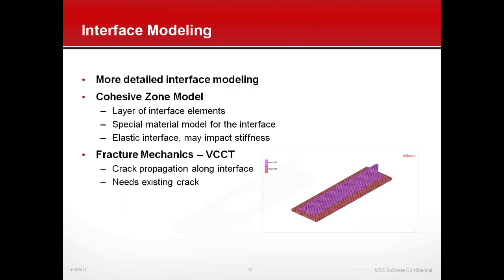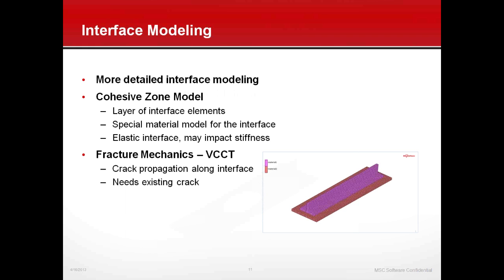And for doing that, we have offered two models in Marc, the cohesive zone model and fracture mechanics with crack propagation. So in the cohesive zone model, we put a layer of interface elements between the parts where we suspect we will get failure. And we use a special material model for this interface, the cohesive zone material model. This interface is plastic initially until it breaks, and it may or may not impact your stiffness of the structure.